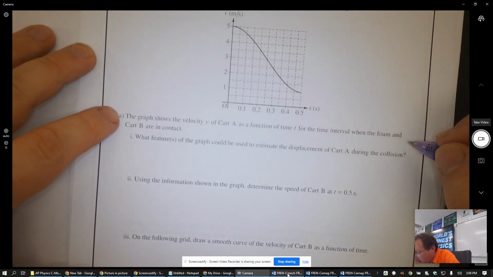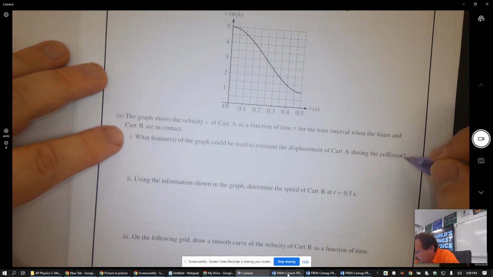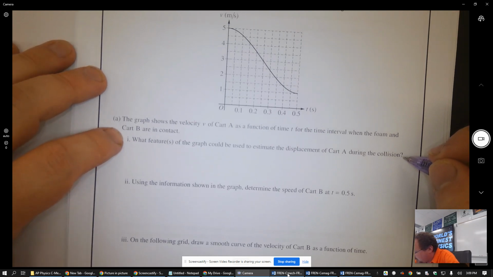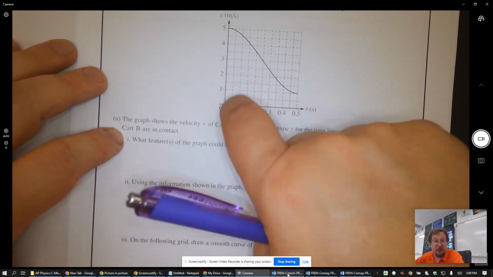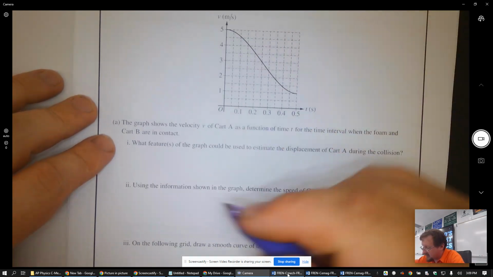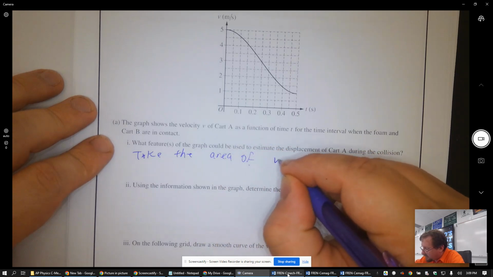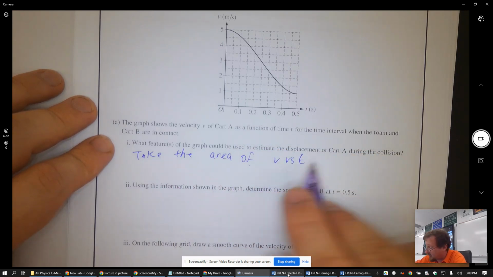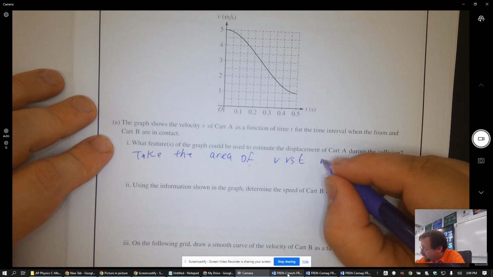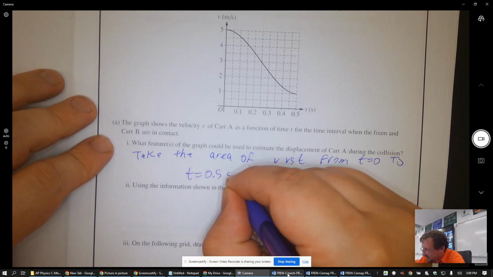The graph shows the velocity of cart A as a function of time t for the time interval when the foam and cart B are in contact. What features of the graph could be used to estimate the displacement of cart A during the collision? Notice we're trying to ask the same questions between the two sets, or test the same learning objectives. So you're going to take the area of the velocity versus time graph, from time equals 0 to time equals 0.5 seconds.